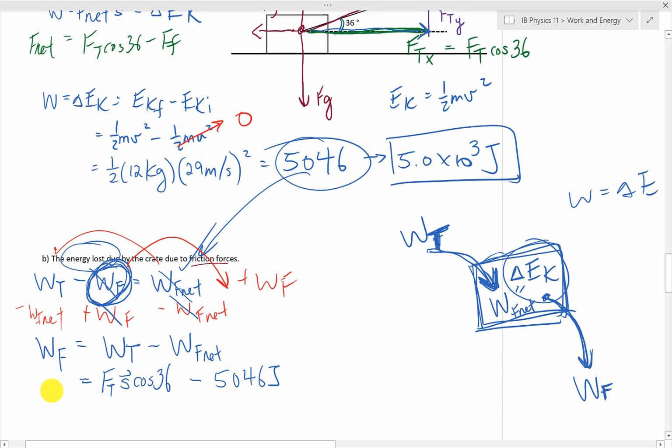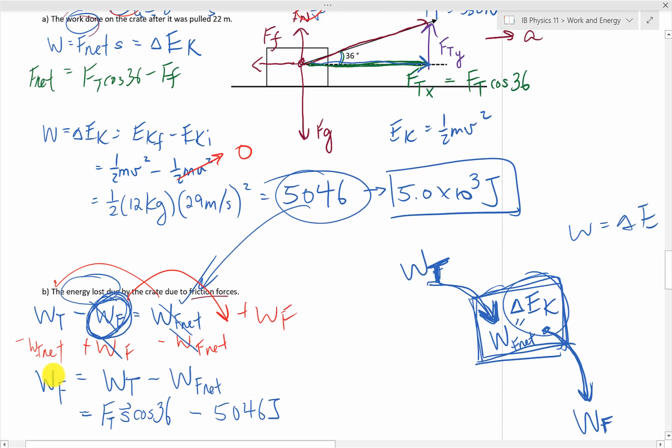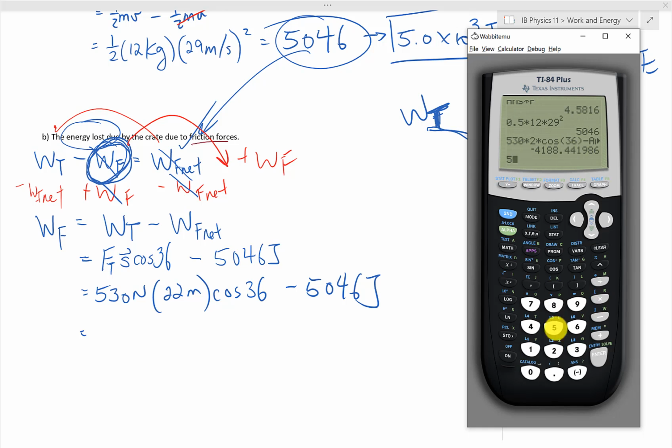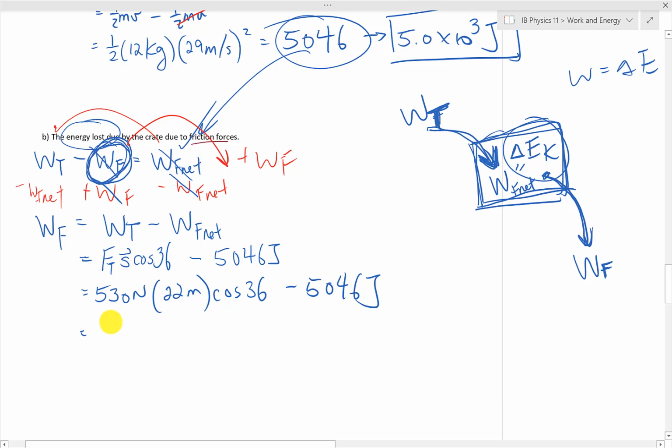And now what we need is Ft and S. Ft we know is 530 newtons, and displacement is 22 meters. We can put that all in our calculator. We get 4387. And rounding off to 2 sig figs, we get 4,400 joules of energy lost.